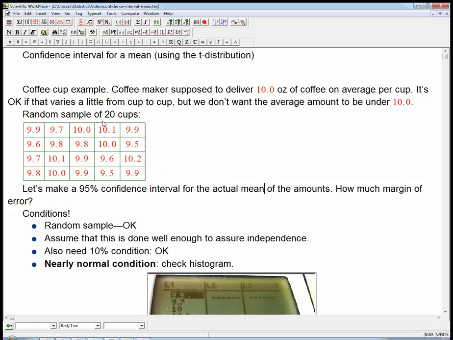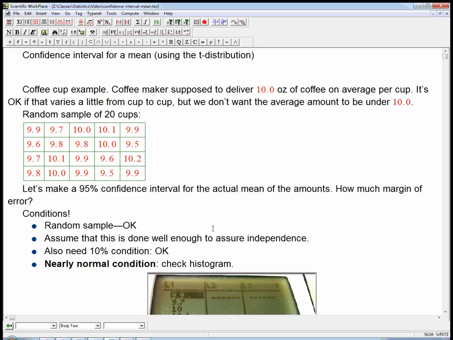There's going to be a very obvious thing to do to start with to figure out, even to start, whether we think it's shortchanging us. And that's just take the average of these 20 numbers. We're going to take the sample mean. And we want to know how close is that likely to be to the actual mean, which we'll never really know. Okay. So we want to figure out the margin of error.